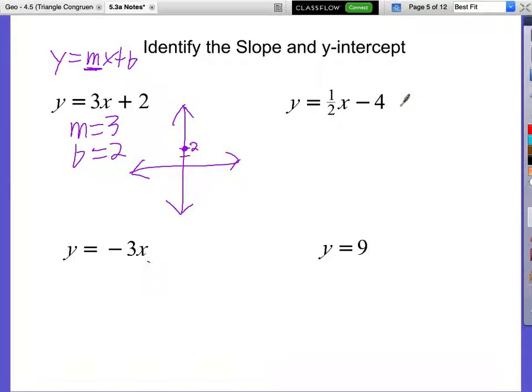Hey, you don't have to draw the graph on any of the other ones. I just did that as an example. You don't have to do it on your own time. So, write down the slope and y-intercept.